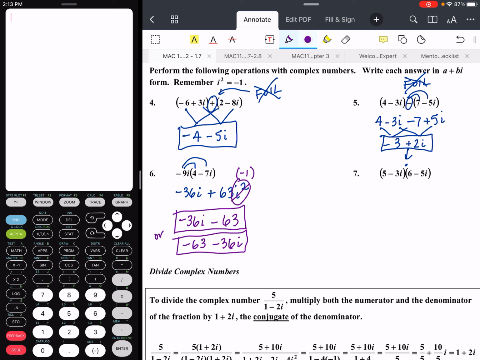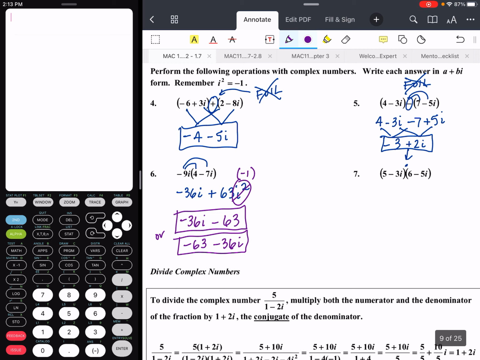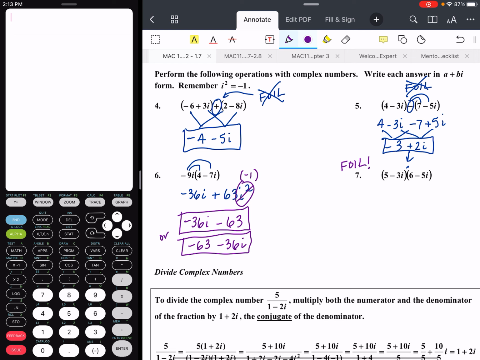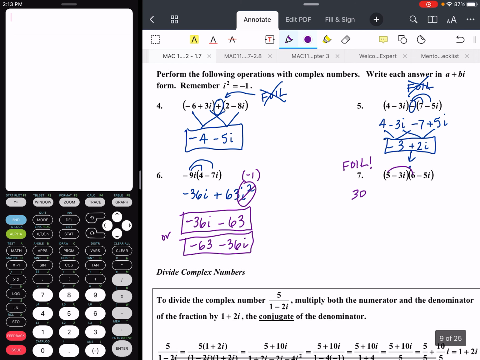All right, and then finally number 7, distributing. So we're going to FOIL here, right? Because we are multiplying these two numbers together. 5 times 6 is 30. 5 times -5i, -25i. Then -18i. And then negative times negative gives me positive 15i squared.